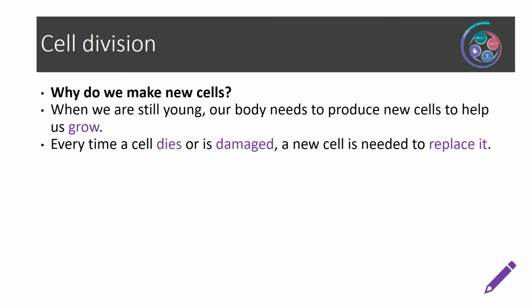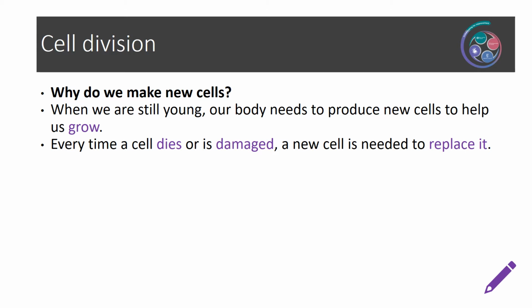So, in this lesson, we're firstly going to look at cell division. Why do we need to make new cells? Well, when we're still young, our body needs to produce new cells to help us to grow. Every time a cell dies or is damaged, a new cell is needed to replace it. Take a note of this slide just now.